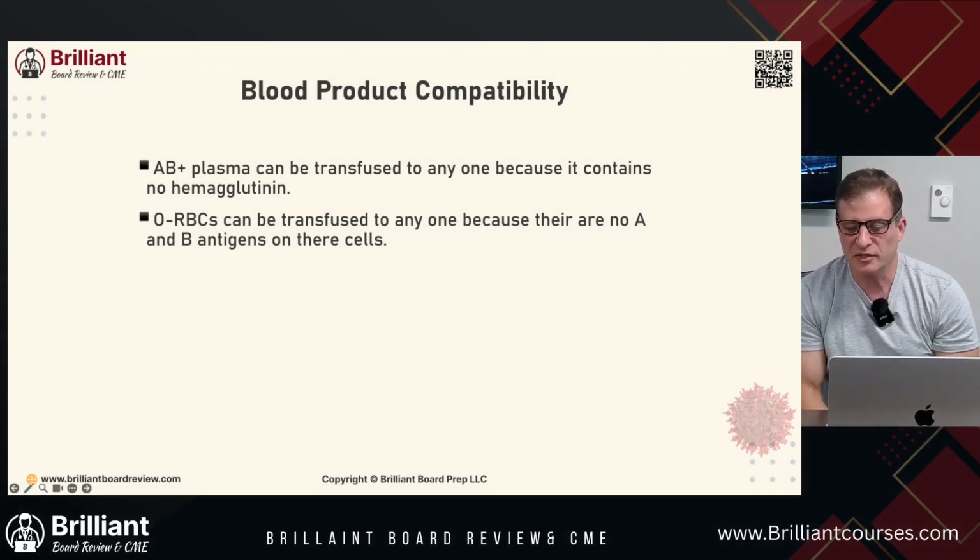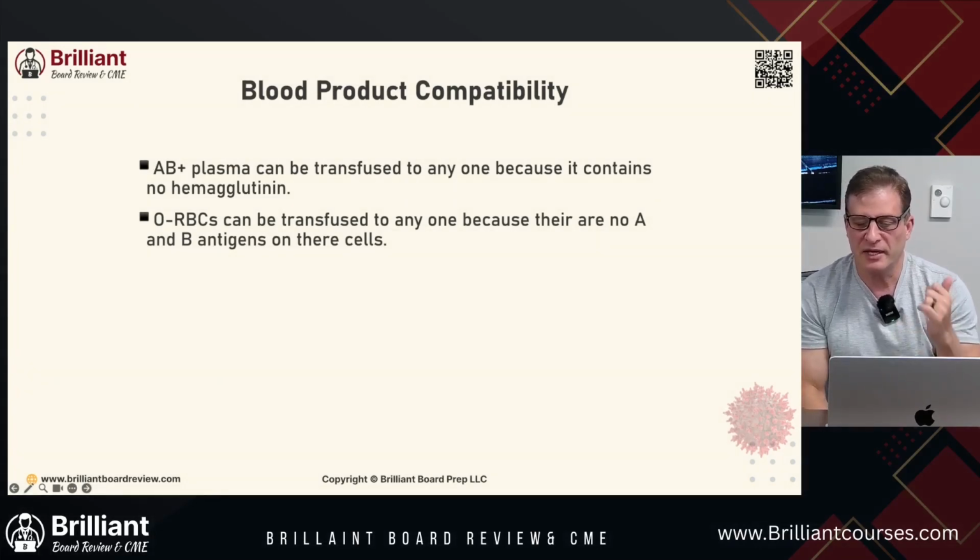Type A individuals can receive RBCs from type A and type O donors. Type B individuals can receive from type B and type O donors, and both must match the RH status if possible. So remember, type AB positive individuals can receive RBCs from all ABO types, but it's preferred to have a match with the RH type.